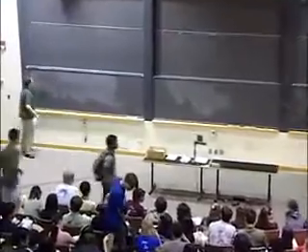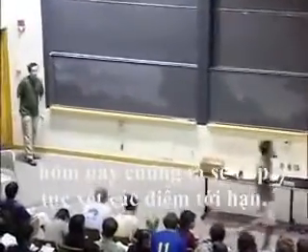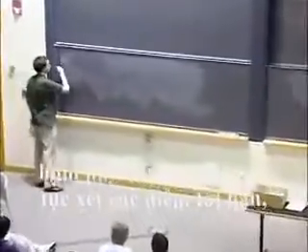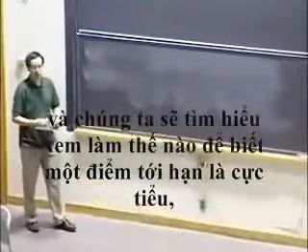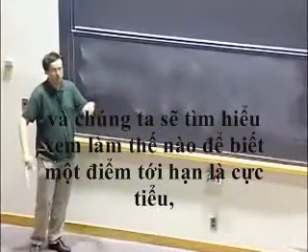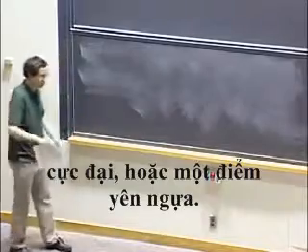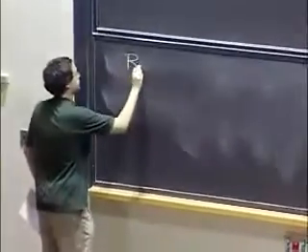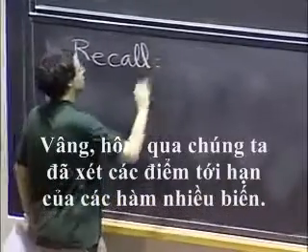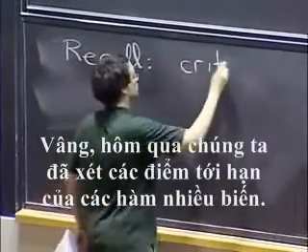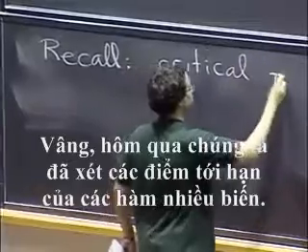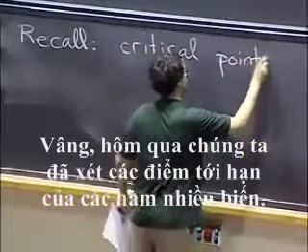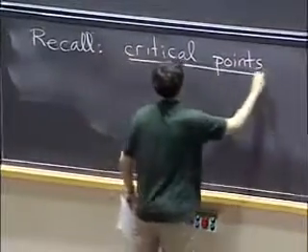So today we are going to continue looking at critical points, and we'll learn how to actually decide whether a critical point is a minimum, a maximum, or a saddle point. So that's the main topic for today. Remember, yesterday we looked at critical points of functions of several variables.